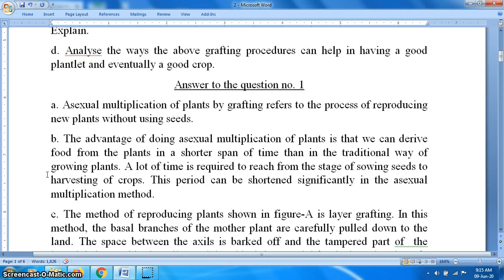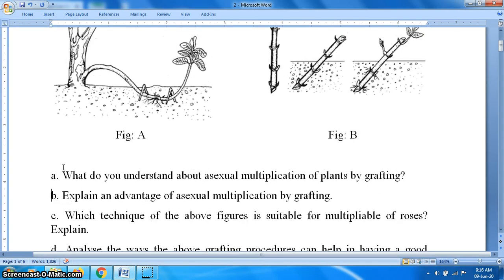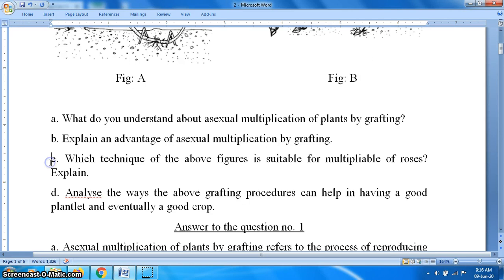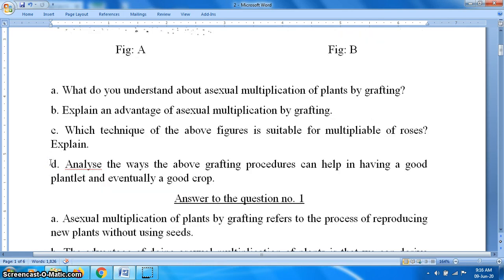The answer is, the advantage of asexual multiplication of plants is that we can derive food from the plants in a shorter span of time than in the traditional way of growing plants. A lot of time is required to reach from the stage of sowing seeds to harvesting of crops. This period can be shortened significantly in the asexual multiplication method. Now, question C. Which technique of the above figure is suitable for multiplication of roses? Explain.